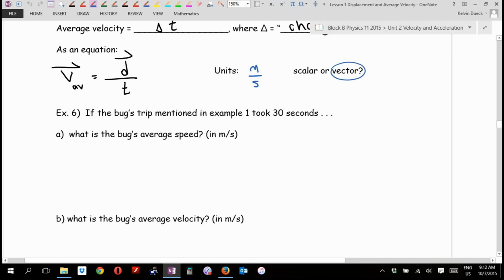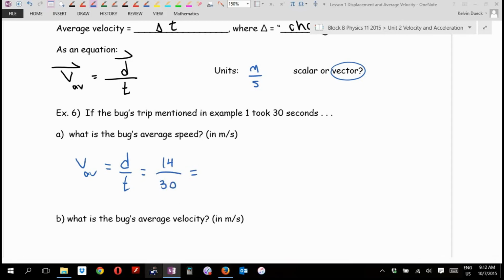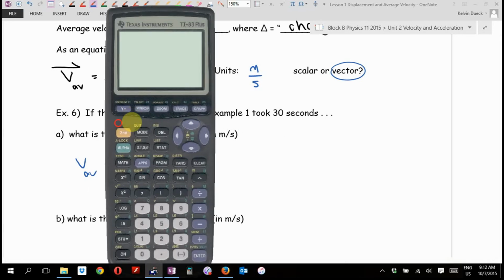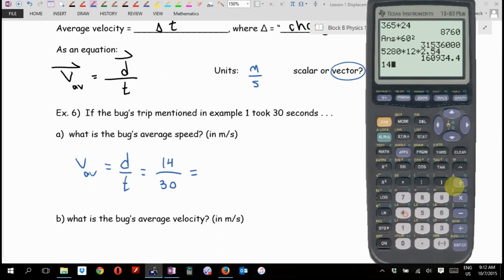Example 6. That bug that we looked at way back when. If its trip in example 1 took 30 seconds, what's its average speed in meters per second? Okay. That's going to be distance over time. Can you all turn back? What was the distance, not displacement, that the bug traveled? 14 meters in 30 seconds, which is what? Go to my trusty calculator. 14 divided by 30. I get 0.466.